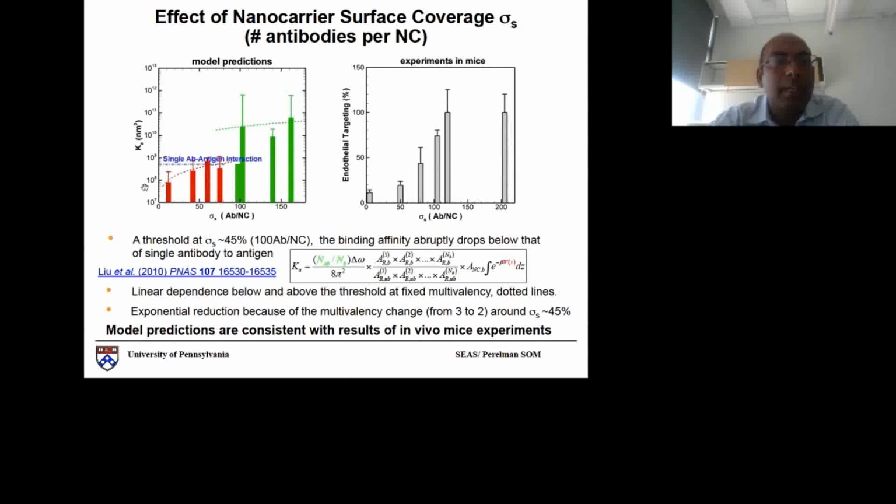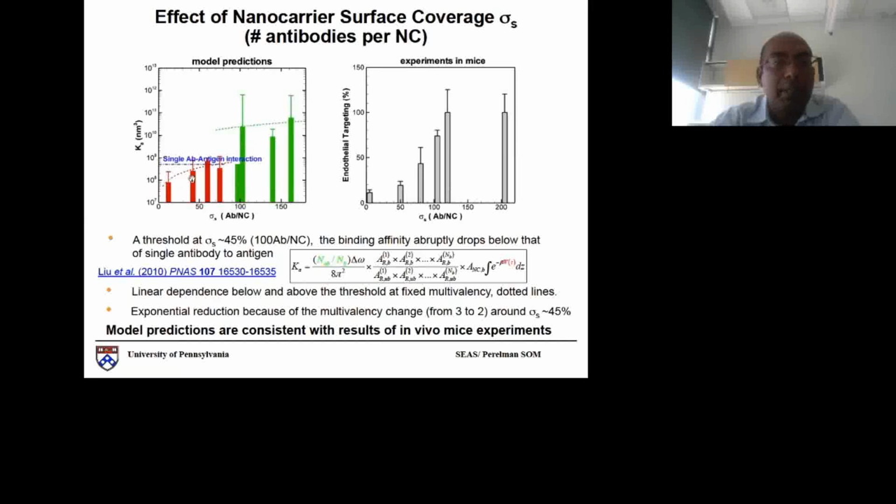And one of the things that we noticed is that as you keep increasing the antibody density, you actually get rather nonlinear behavior. You initially get very weak dependence until you reach a threshold, and then you have a jump, and then you get weaker dependence again. And this type of threshold behavior is very important to determine because it's only above this threshold density that the nanocarrier targeting actually proves effective.